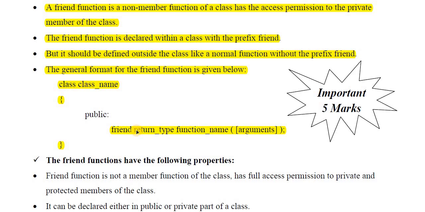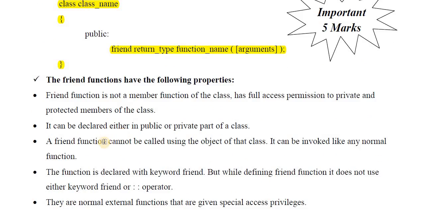Just as to create inline function, we have to use inline keyword, then normal function name. Same in friend also, to create a friend function, we have to use friend keyword, then normal function name. So depending upon the keyword, function will change. If we use inline keyword, then function will become inline function. If we use friend keyword, then function will become friend function. So this is very important.